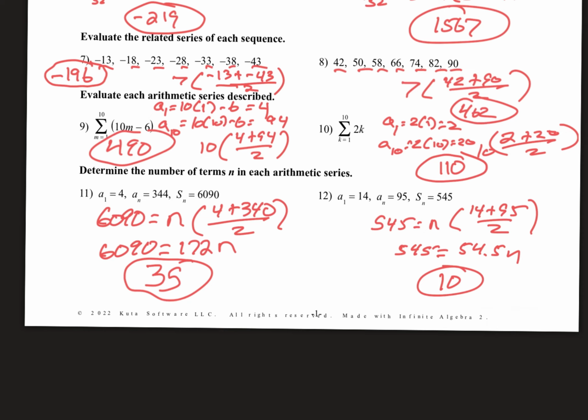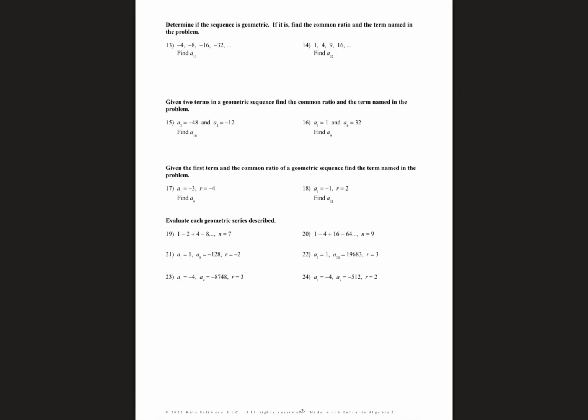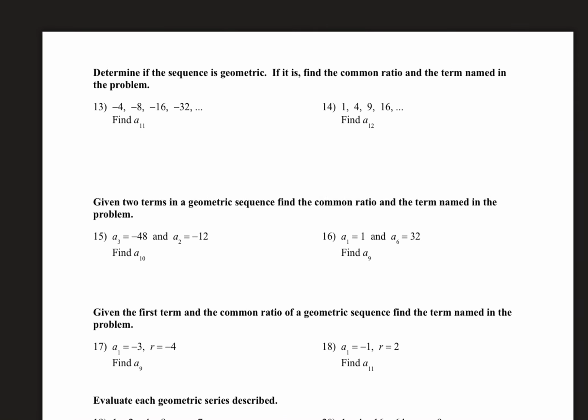All right. Second page. Determine if the sequence is geometric. If it is geometric, find the common ratio and name the term in the problem. So we've got geometric sequences.